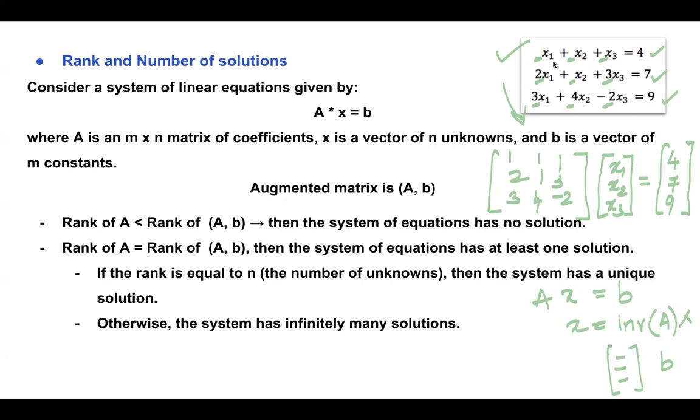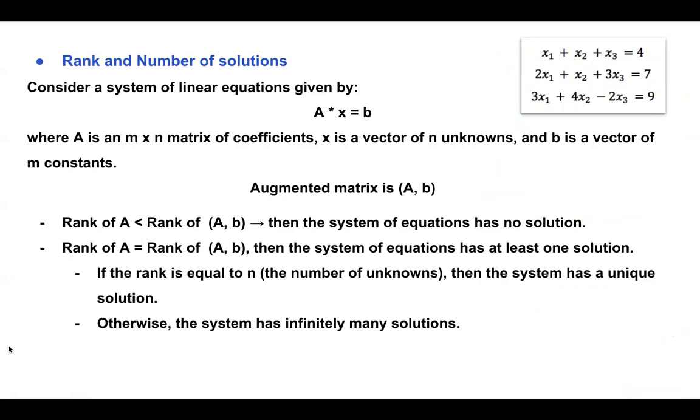Before finding the actual solution, we need to understand whether the set of equations has a solution or not. For finding that, we need to find the augmented matrix. Consider a system of linear equations which can be written in the form Ax is equal to B. A is an m by n matrix of coefficients, x is a vector of unknowns, and B is a vector of constants. Then we need to create an augmented matrix.